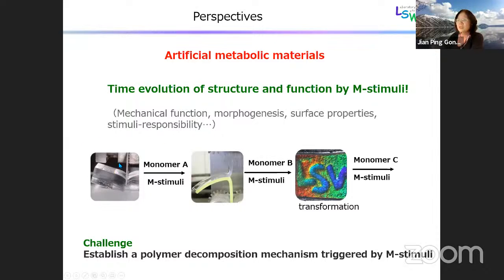For example, at the beginning, we start from a normal DN gel. We apply mechanical stimuli and add some type of monomer. We can have some new functions. And after that, we can mechanically stimulate this gel again and add other monomers and show other new functions, and so on. So by such a process, we do not need to program the material in advance.